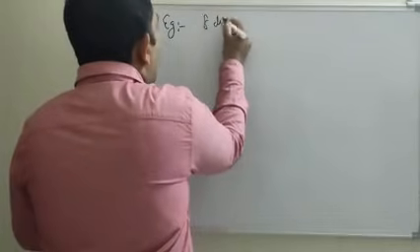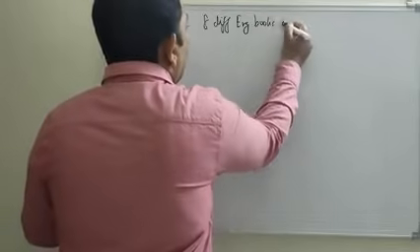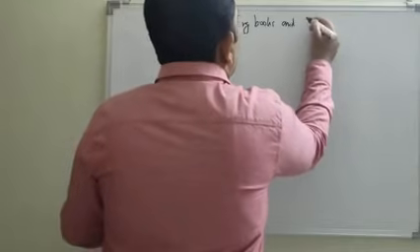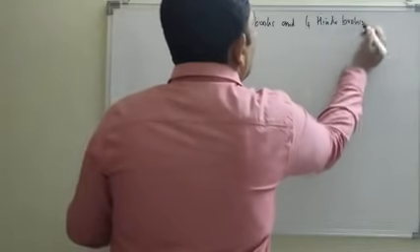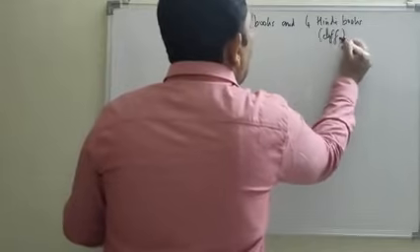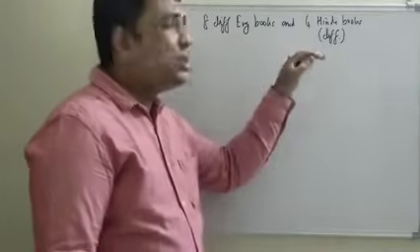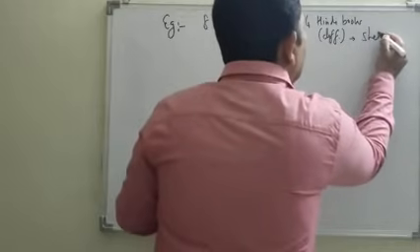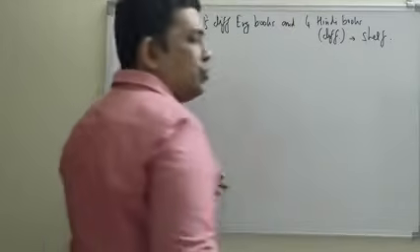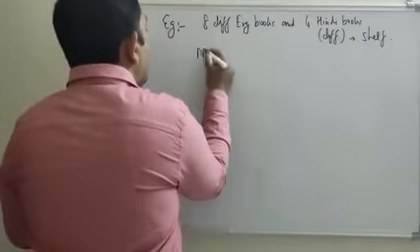suppose we have 8 different English books and 4 Hindi books. The Hindi books are also different, I'm sorry. So 8 different English books and 4 different Hindi books to be arranged on a shelf. So we are talking about a linear arrangement. Now what is the question?